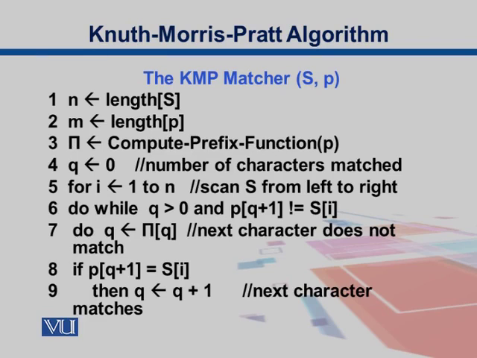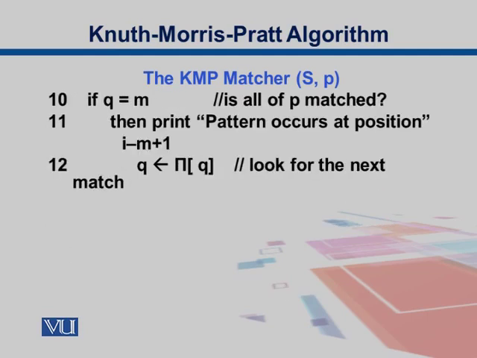So at that particular q, what is the value of pi at that point? We will substitute that value into q. If these two characters match, p of q plus 1 and s of i, then we update q by 1. So in this way, in q, we can keep track of the number of matched characters, and in case they mismatch, it gets initialized again to 0.